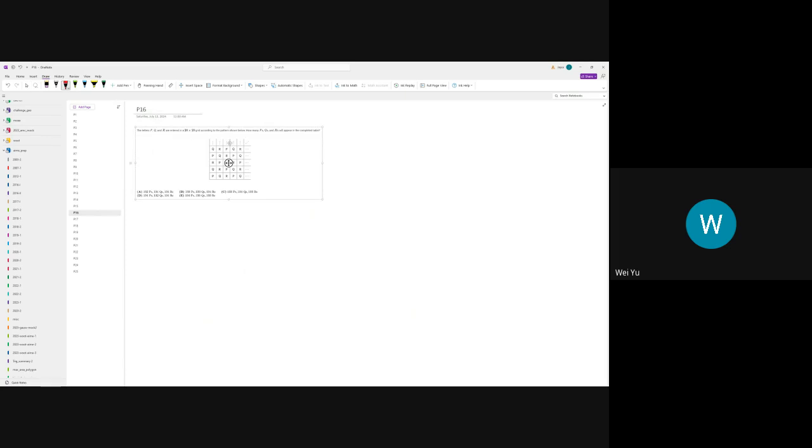Okay, problem 16. We enter them into a 20 by 20 grid like this by the pattern, and we have to see how many P's, Q's, and R's appear in the completed table. So we are going to count them by diagonals. The first 20 diagonals have length 1, 2, 3, dot dot dot, 20. And then the other 19 diagonals go 19, 18, dot dot dot, 1.